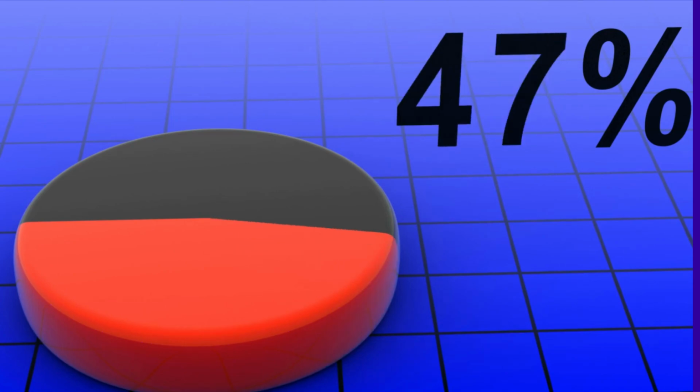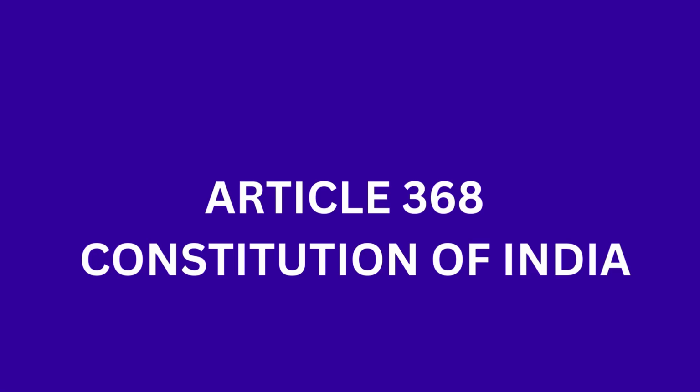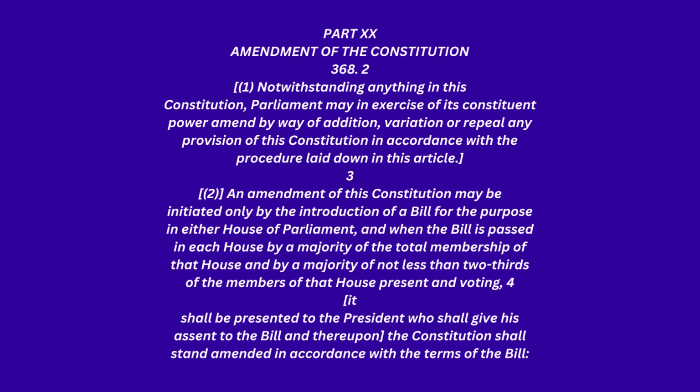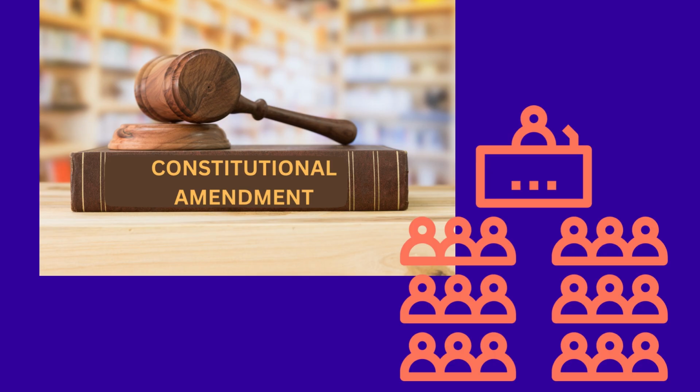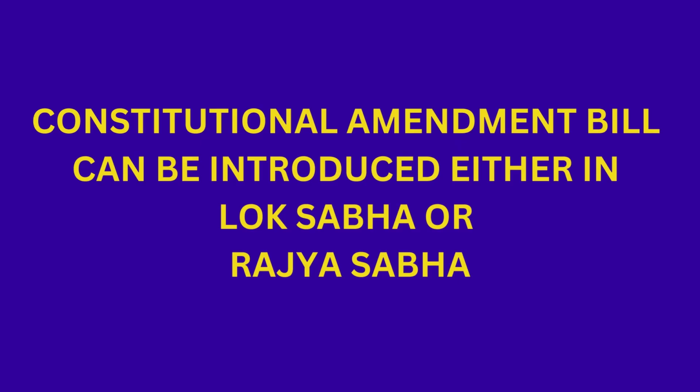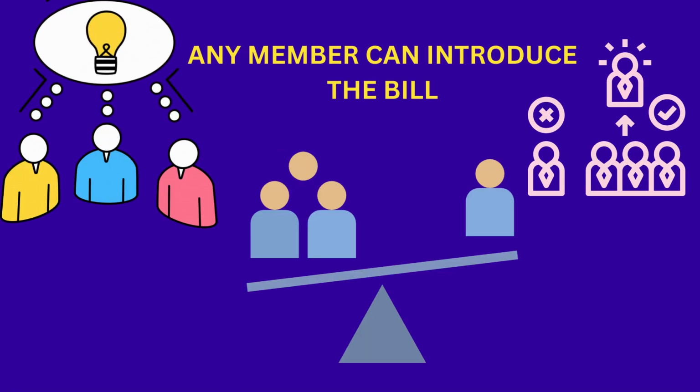Article 368 talks about special majority. Now, under Article 368, the Constitution states that the Parliament will have the power to amend it. It lays down the procedure very clearly. First is that the bill can be introduced either in the Lok Sabha or in the Rajya Sabha, and it can be introduced by any member of the House.